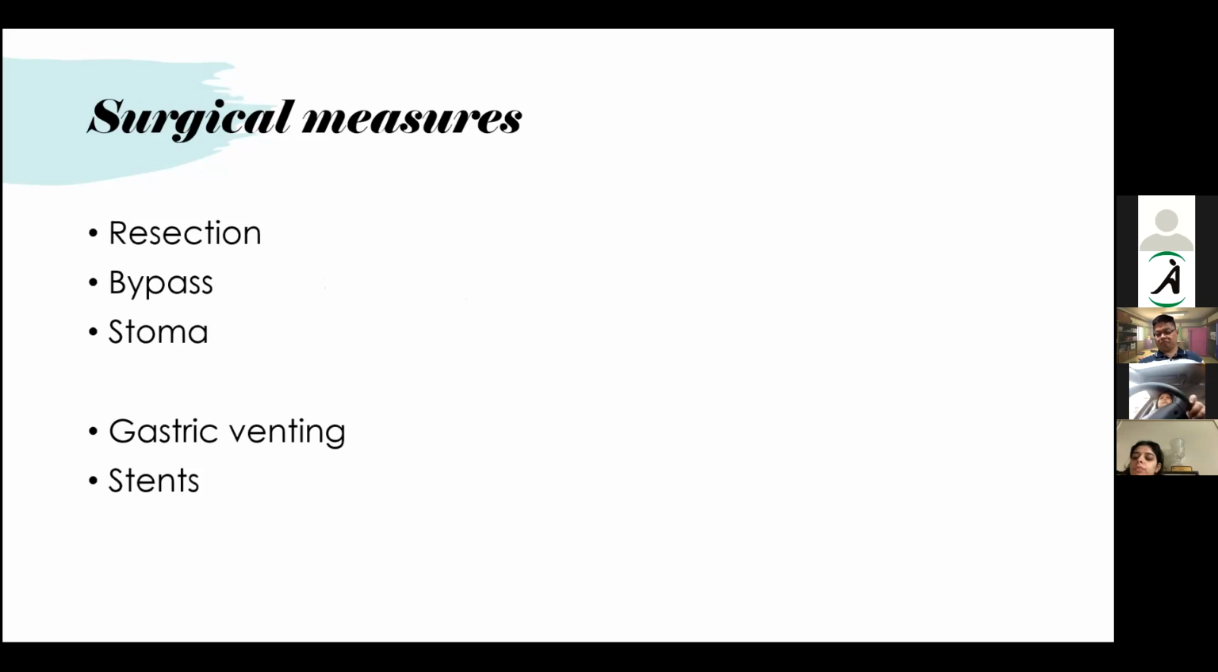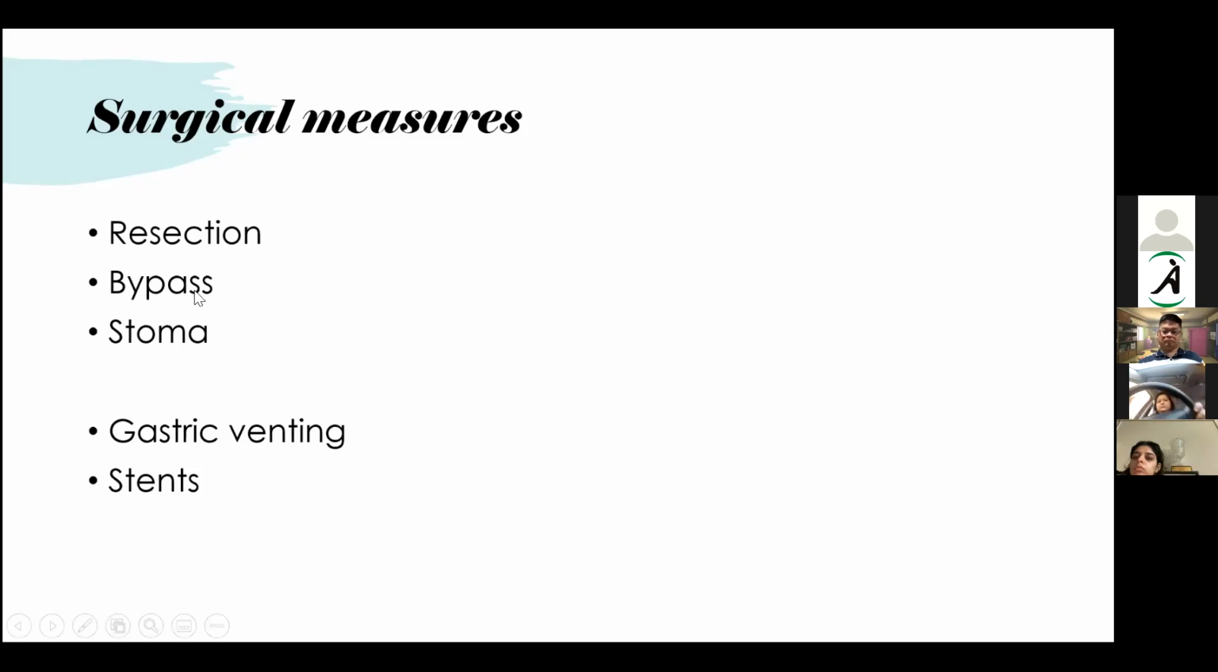If you ask me what is the gold standard for treatment of bowel obstruction, I would say surgery. That is the only definitive way to treat bowel obstruction. Surgical measures can be resection. If there is a segment of bowel that is obstructed, which can be resected out, the other two portions of the bowel can be sewn together. That is one option.